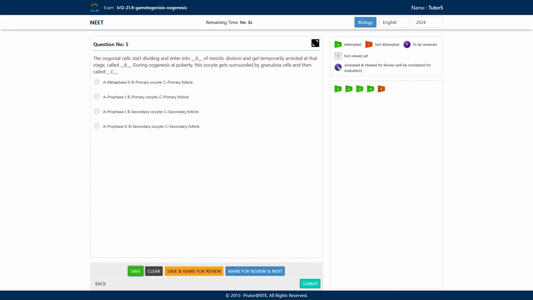Okay, so the correct answer will be option number B here. The oogonial cells start dividing and enter into prophase 1 of meiosis 1 and get temporarily arrested here, and they are known as primary oocytes. The primary oocytes start dividing at puberty, and they are surrounded by one layer of granulosa cells and then form the primary follicle. So option number B will be the correct answer here.